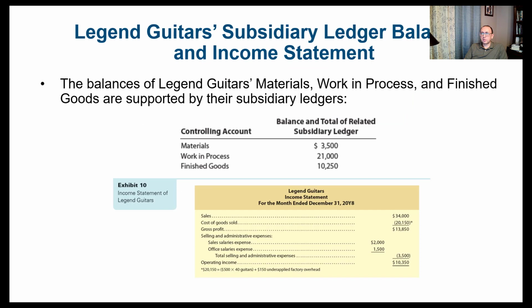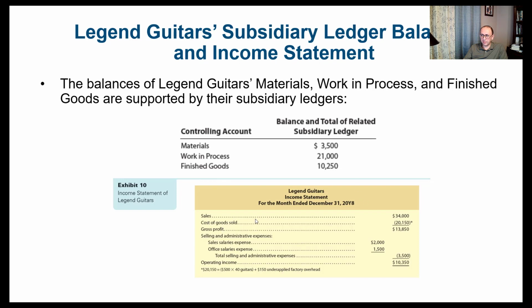So Legend Guitar's subsidiary ledger balances an income statement. That's how it's going to be presented. The balances of Legend Guitar materials, work in process, and finished goods are supported by their subsidiary ledger. So the controlling accounts, we have material, work in process, and finished goods. These are their totals, but these are the balances and the total of related subsidiary ledgers.